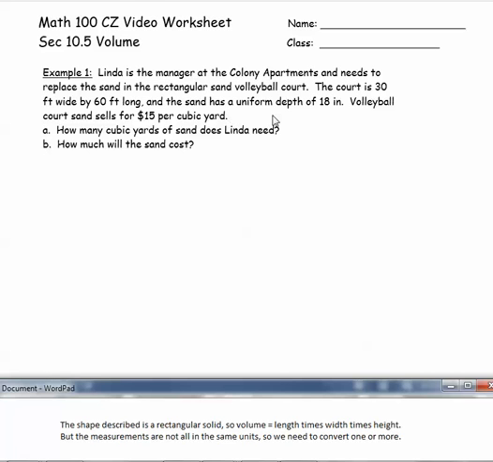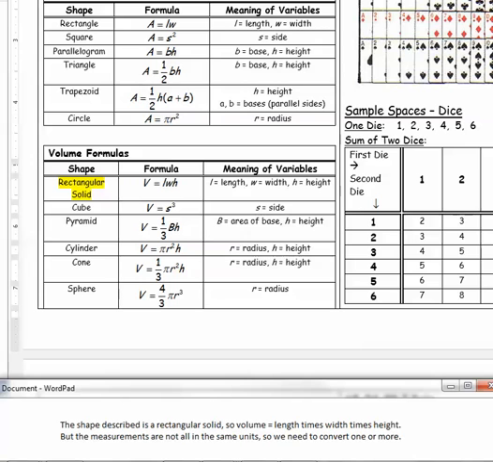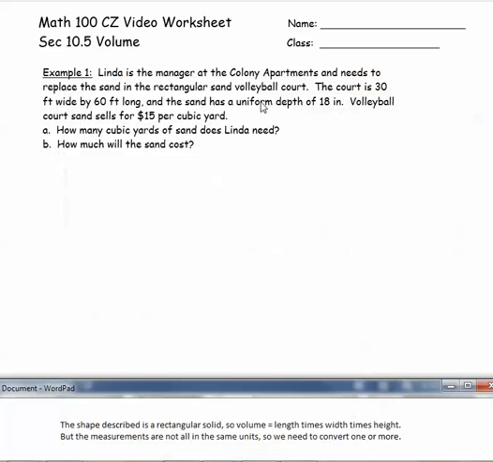The shape described is a rectangular solid, so volume equals length times width times height. But our measurements are not all in the same units, feet and inches, so we need to convert one or more. Since the first two measurements are in feet, let's convert the depth, which will be h in the formula, into feet.